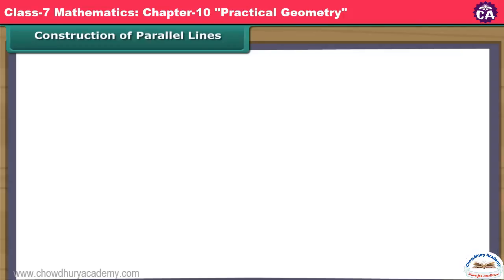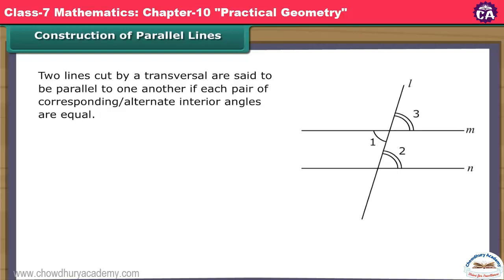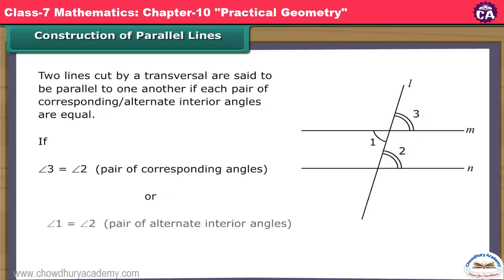Construction of parallel lines. Two lines cut by a transversal are said to be parallel to one another if each pair of corresponding or alternate interior angles are equal. In the figure, if angle 3 is equal to angle 2 or angle 1 is equal to angle 2, line M is said to be parallel to N. We use a ruler and a compass to construct parallel lines.